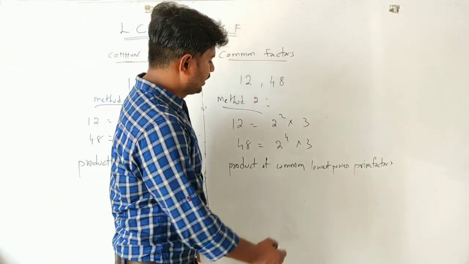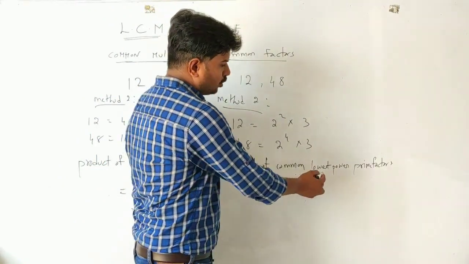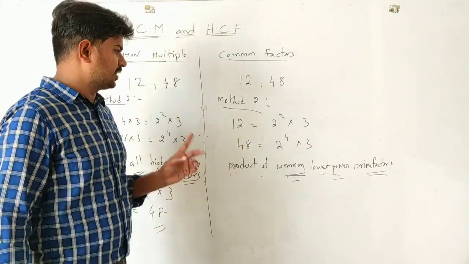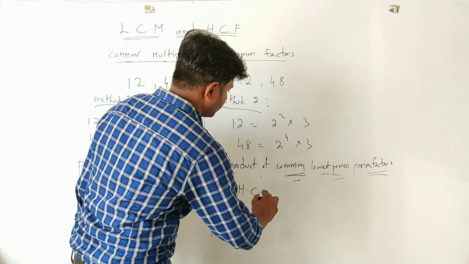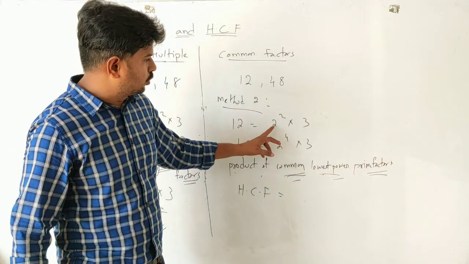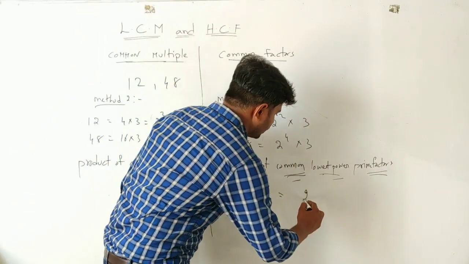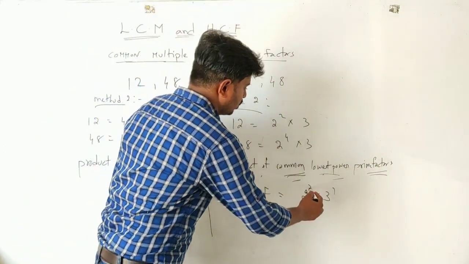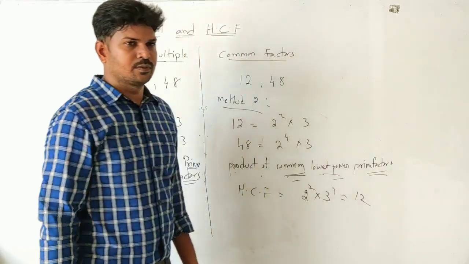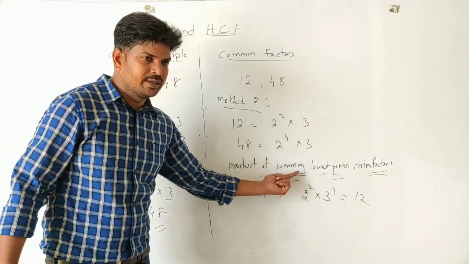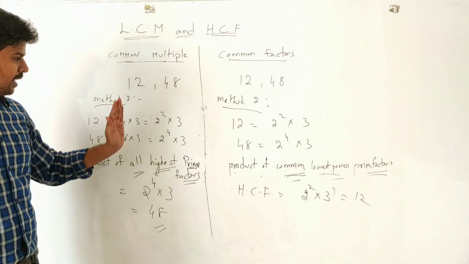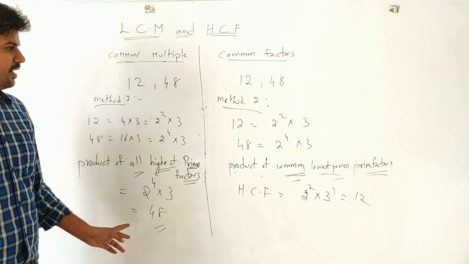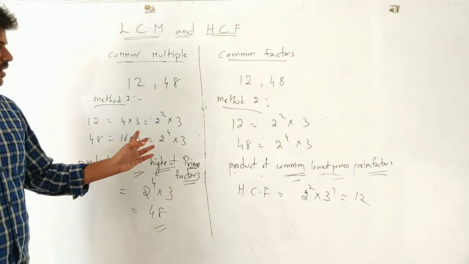Whereas for HCF we require only the product of common prime factors with lowest power. That is, HCF is equal to what all common factors we have. 2 is common here, 3 is common here. So write 2 and 3. What are the lowest powers? 3 power is 1 and 2 power lowest here is 2. So take it like this. It is 12. Here you have to ensure that this is common. For LCM it need not be common, but if a different prime number is there in these two numbers, take it here also. So this is the second method of finding HCF and LCM.